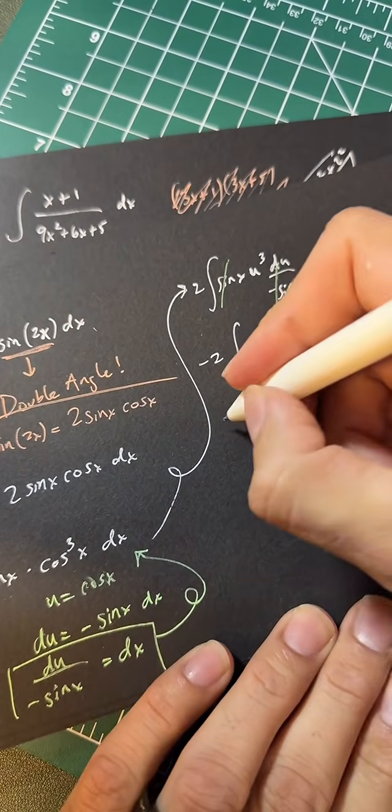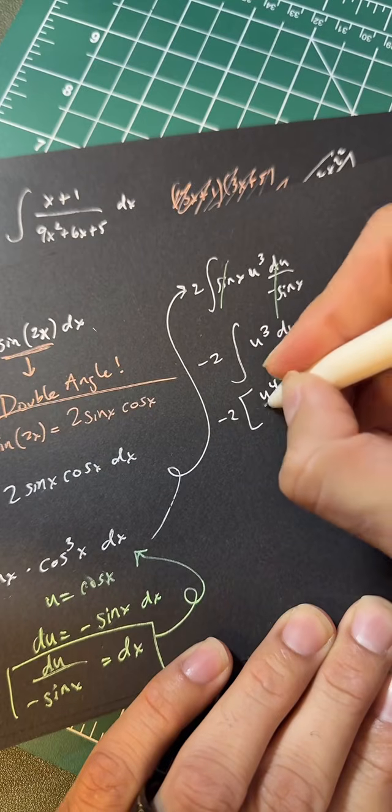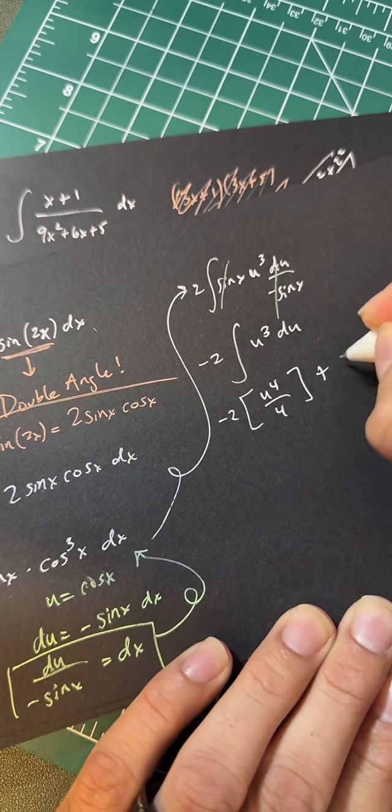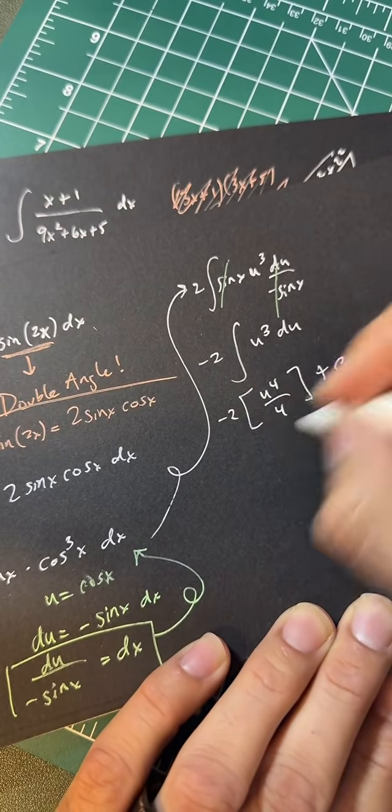It's a simple power rule. Negative 2, u to the power of 4 over 4. Let's not forget our plus C. And now we can just simplify.